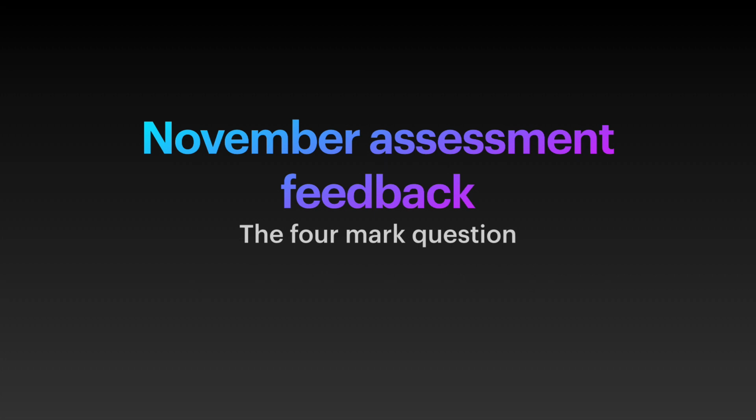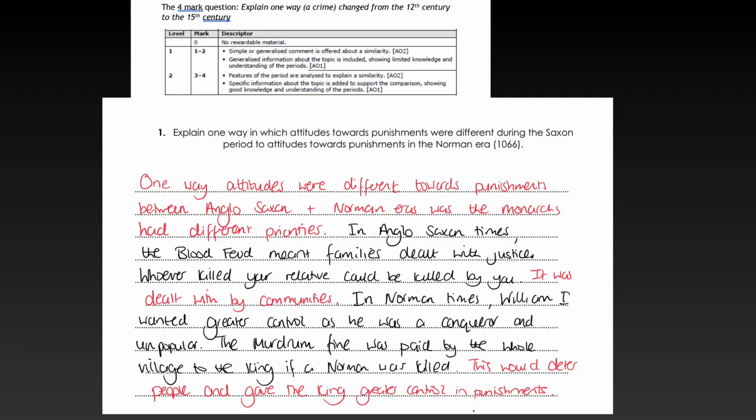So, our 4-mark question should be 4 easy marks. So if we take a look at the mark scheme, which is at the top, and this is in the front of your books in that How Will My Work Be Marked sheet that you got last year. So a simple or generalised comment that might talk about a similarity or a difference, depending upon what's in the question, might get you 1 to 2 marks.